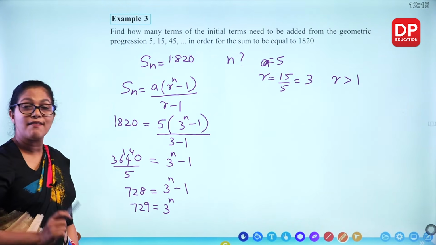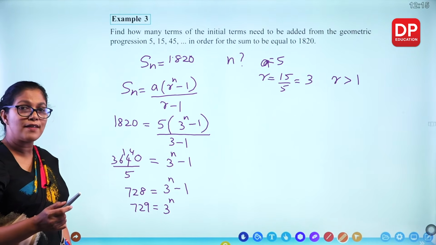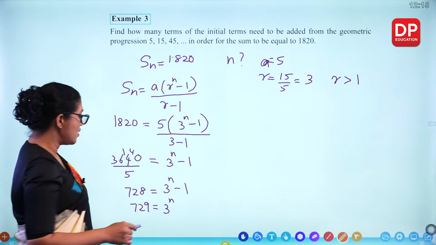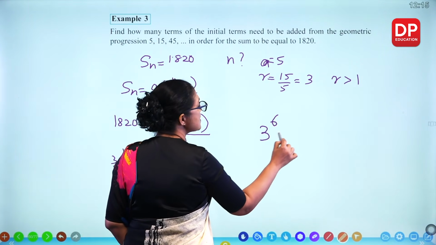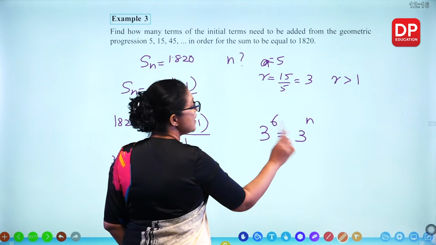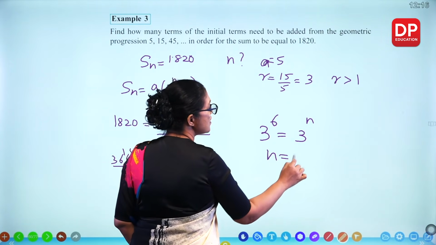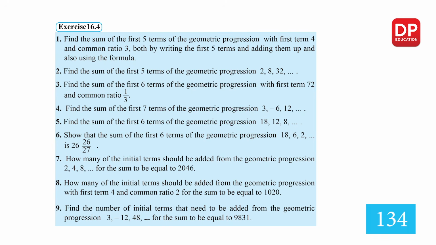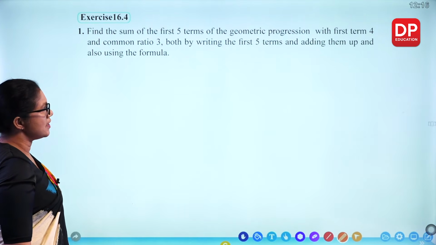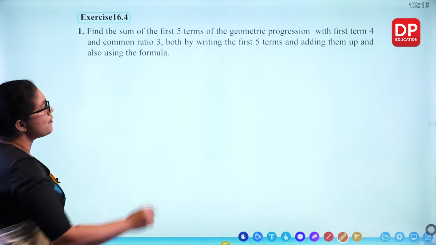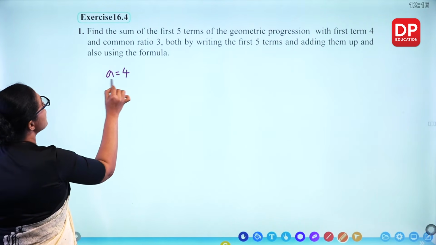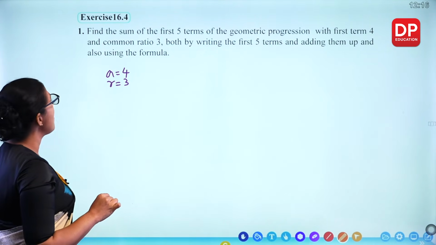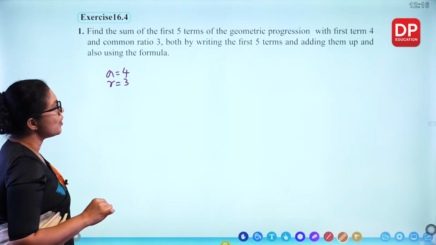Now, what is 729? 3 to the power 5 is 243. 243 multiplied by 3, you get 729. So that means 3 to the power 6 equals 3 to the power n. Same base, you can compare the powers. n equals 6. Exercise 16.4. Find the sum of the first 5 terms of the geometric progression with first term 4 and common ratio 3, both by writing the first 5 terms and adding them up and also using the formula.